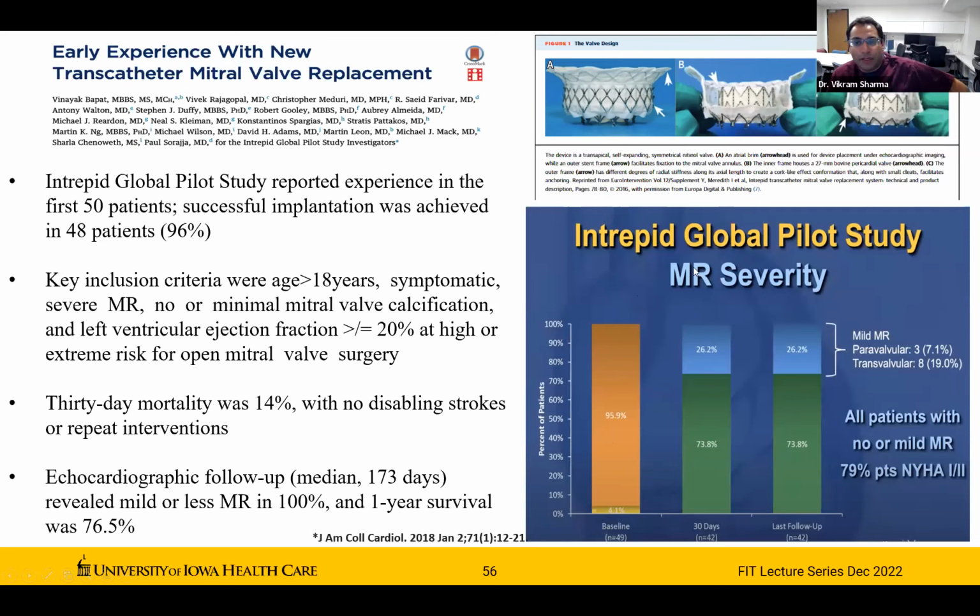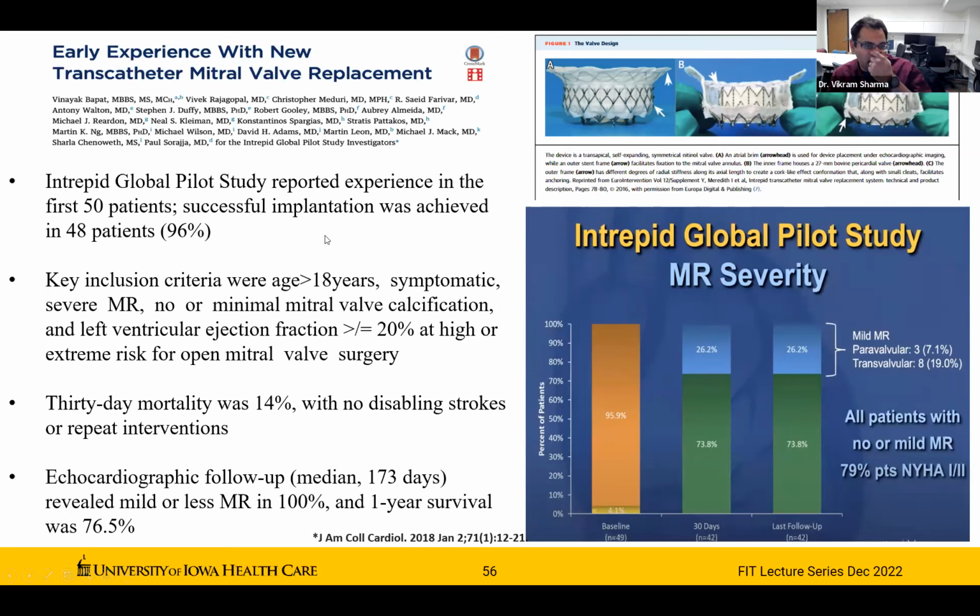So this is data from the Intrepid global pilot study. Here is the Intrepid device. Basically, it's a self-expanding nitinol valve, and this is deployed through a transapical approach. It has an atrial brim, which overhangs into the atrium, and an outer stent frame, which really allows fixation of the mitral valve to the annulus.